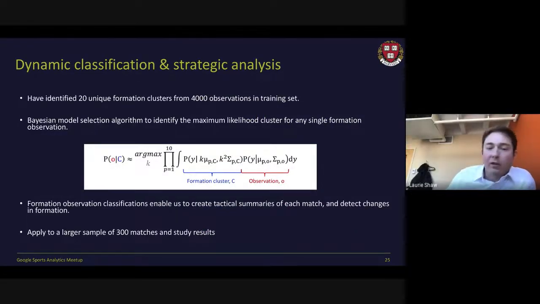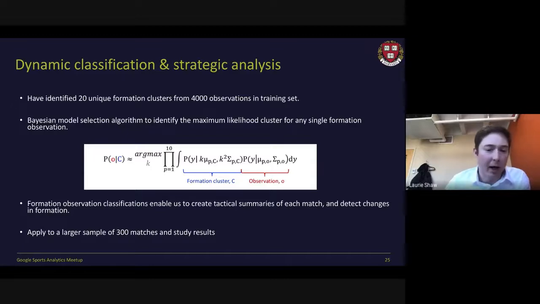So now that we've identified 20 unique formation clusters from formation observations of the training set, what we can do is use these as a basis set with which to classify any new formation observations. We've developed a Bayesian model selection algorithm that essentially calculates the probability that any given formation observation is drawn from each of that set of 20. This classification now enables us to create tactical summaries of matches, and I'll present these in the next few slides, as well as detecting, in a statistical sense, changes in formation.